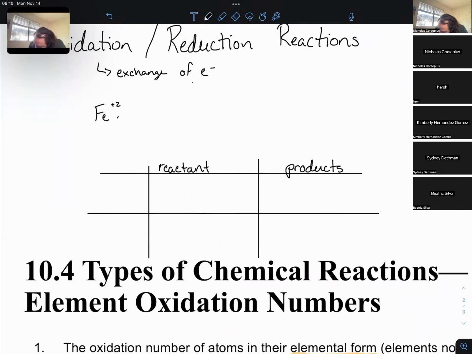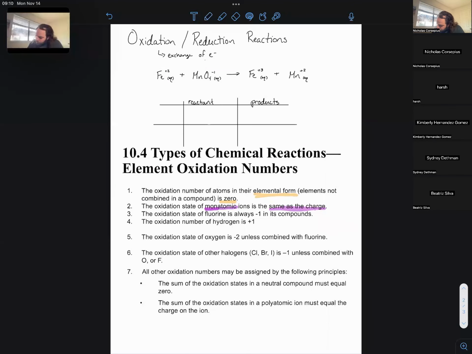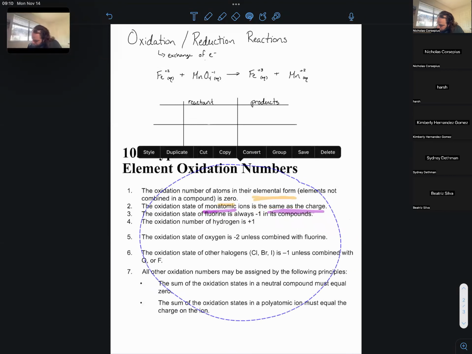We have iron with a +2 charge and the polyatomic permanganate ion going to iron with a +3 charge, and finally the manganese ion with the +2 charge. All right, so we're going to apply this set of rules here for calculating oxidation number.